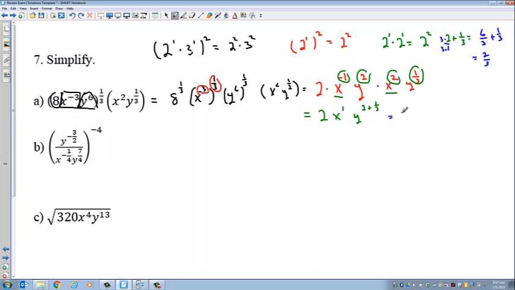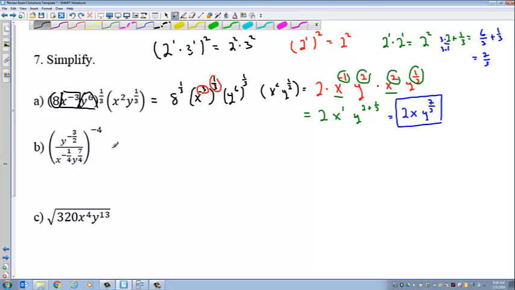So this is going to be equal to 2 times x. You can drop off the 1 because that's implied. And then y to the 7/3. Just like that. That's my answer. All right, let's look at the next one.